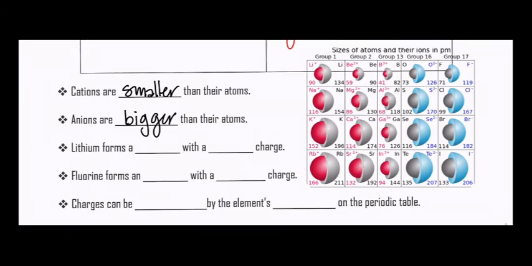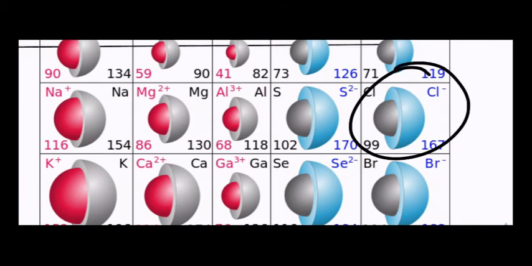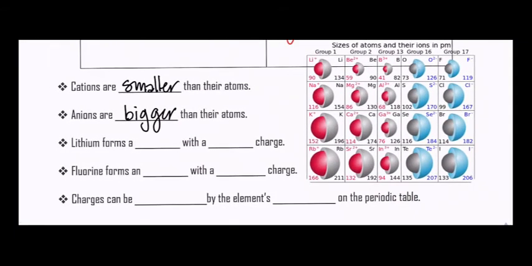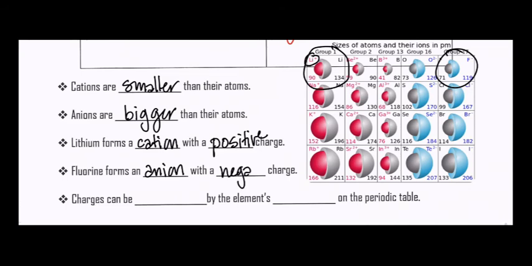Over here you can look at the example of chlorine. Chlorine on this side, that's the atom, represented by this little half sphere, is smaller, and the chloride ion is a whole lot bigger. Lithium, which is right here, forms a cation with a positive charge. And fluorine, over here in the other corner, on the other side of the periodic table, forms an anion with a negative charge.